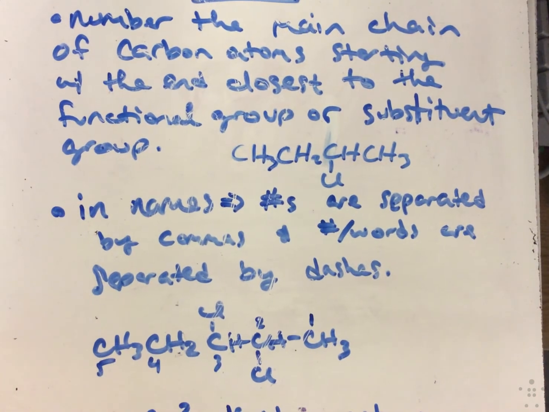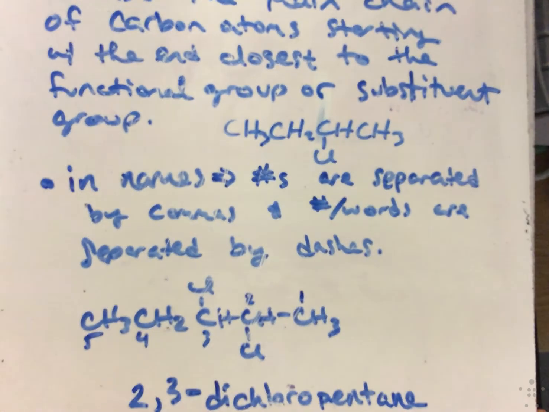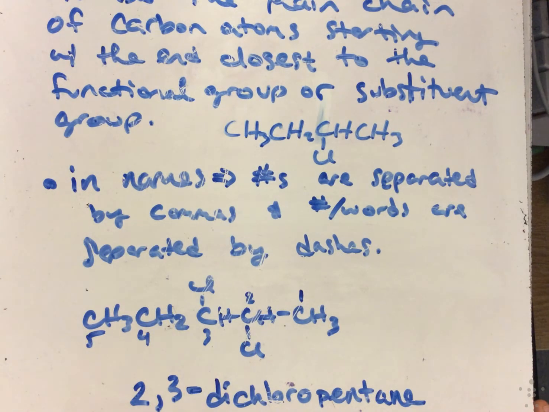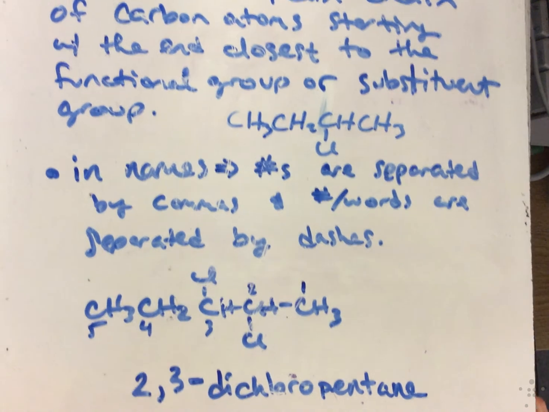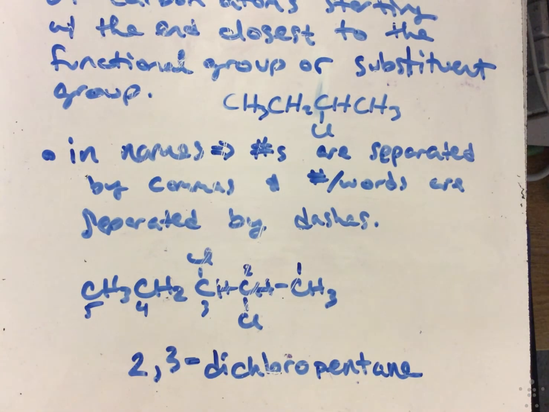Then in names, when you're writing, the numbers are going to be separated by commas if you're using more than one, and numbers and words are always separated by dashes. So in this example down here, this would be a 2,3-dichloropentane. Our main chain is 5 long, so we have a pent parent group. We have a chloro group, 2 of them in fact, so it would be a dichloro functional group. They are on the 2 and 3 carbons respectively. We started numbering at the right-hand side so we could have the lowest numbers possible.